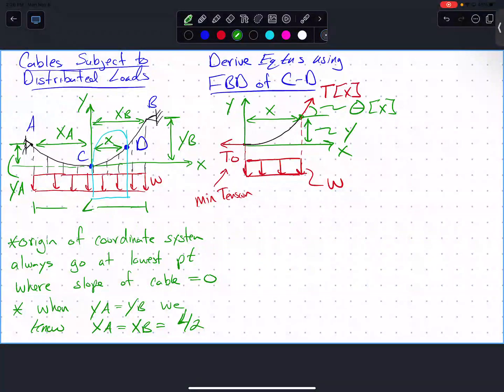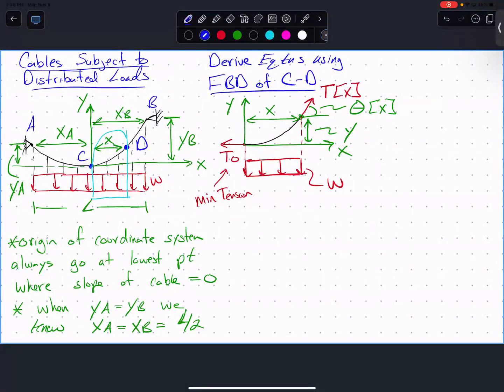If we think about X and Y as being things that we plug in a value of X and a value of Y, then how many unknowns do we really have in this FBD? We have T naught, we have T of X and theta of X. So we really have three unknowns. If we think about X and Y as kind of being a parameter that we'll plug in values for later, then we can come up with the relationships for these three by using our equilibrium equations.